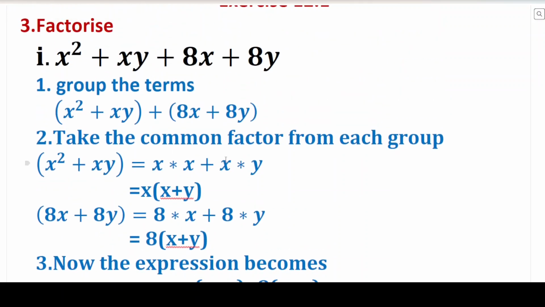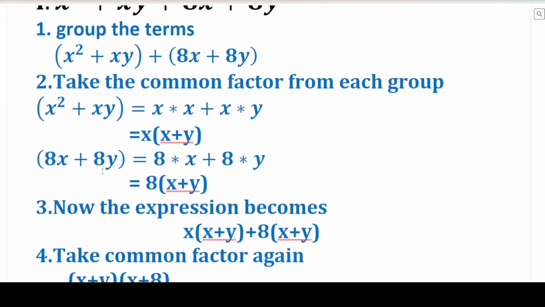I'll explain the problem one more time. The question is x square plus xy plus 8x plus 8y. First, we have to group the terms into two groups. Then take the common factor from each group. Here x is the common factor. Take the x out from here. We can write it as x into (x plus y).